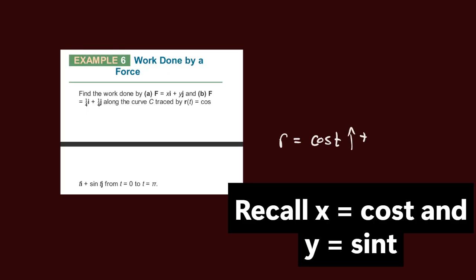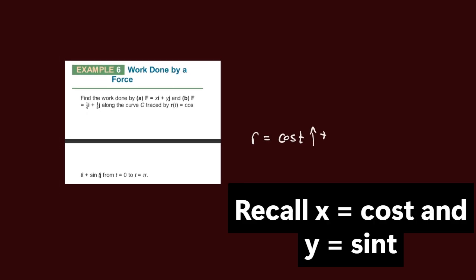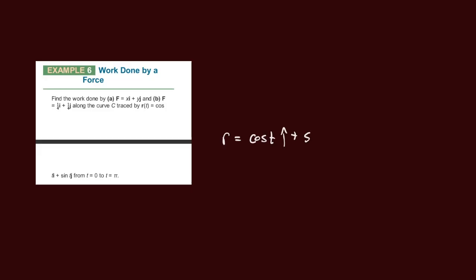Okay, so we have to find the work done by the following two forces. So we have to solve for A and B along R. So R is going to be our distance. And we're given the region. So we're given what T is bounded by.